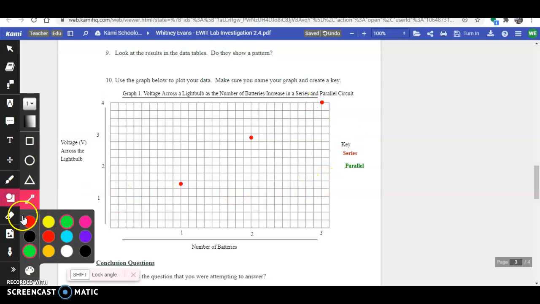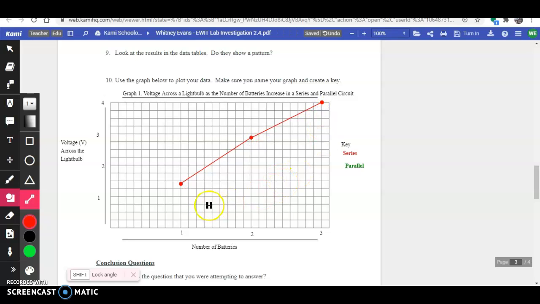So I'm going to go to Shapes, Insert Line, make sure that I'm red. And I'm going to go 1 to 2, and then 2 to 3 batteries. So you can see the slope is ascending, so that means that our voltage across the light bulb is increasing.